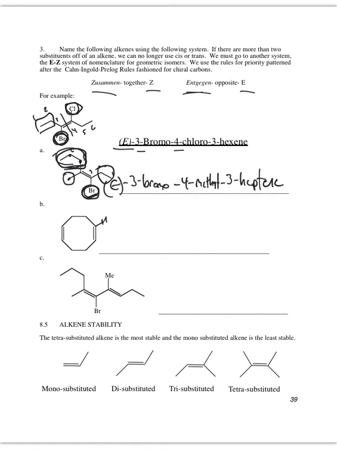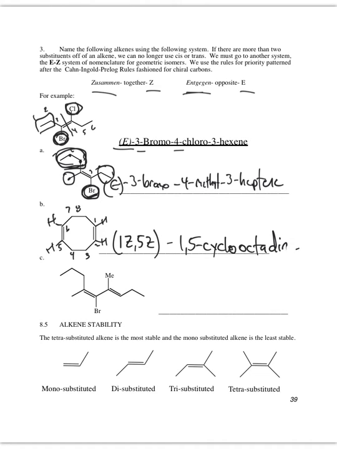In this one, while we can say cis for both of them, we can also use the Z, and if we number through one of the double bonds, we see it is a 1Z, 5Z, and then 1,5-cyclooctadiene.